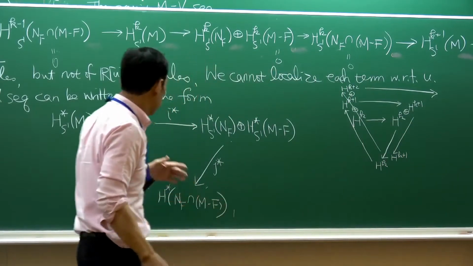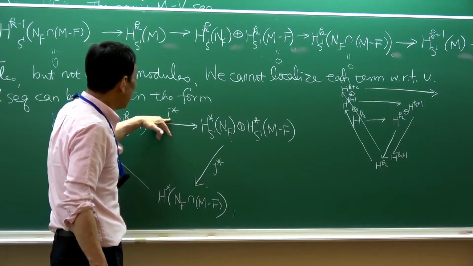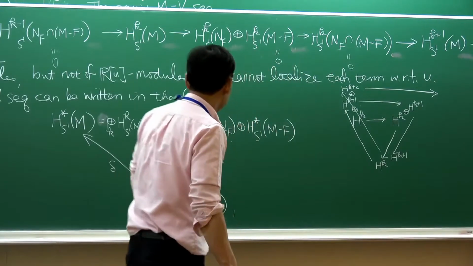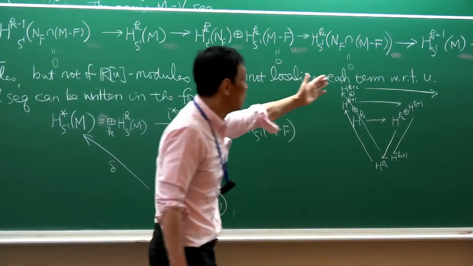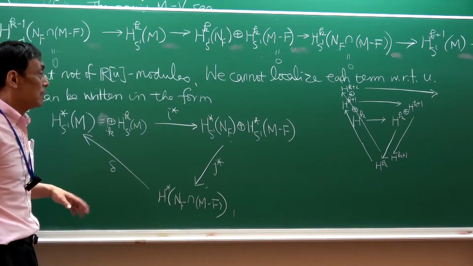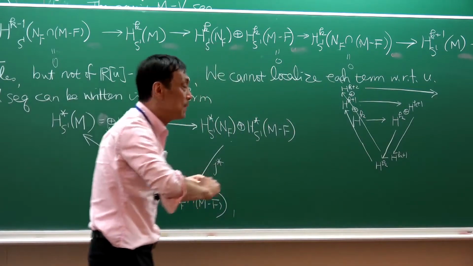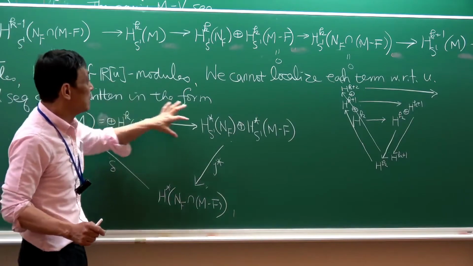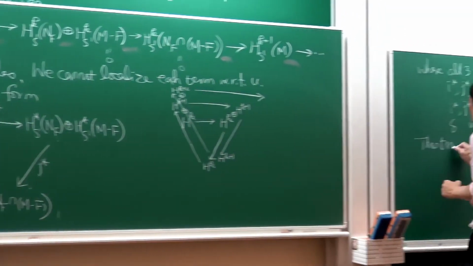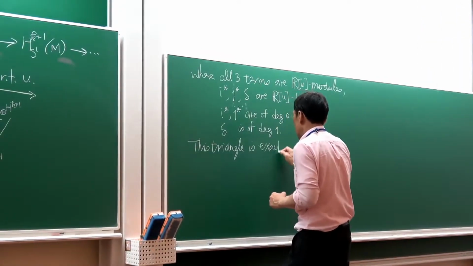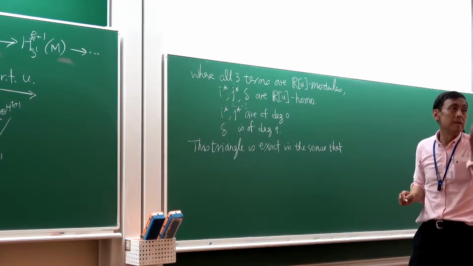So this triangle actually has many maps, right? This I star can be decomposed into a map in each degree. And similarly, J star and delta can be decomposed into a map in each degree. If you don't care about the R(U) module structure, then this becomes a long exact sequence. But if you care about the R(U) module structure, then you keep it like this, as a triangle. So this triangle is exact, in the sense that the kernel of any map is the image of the preceding map.